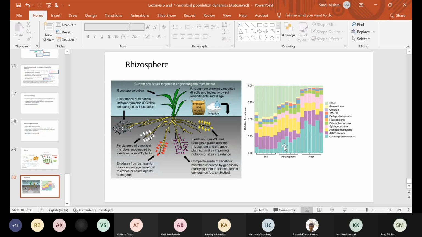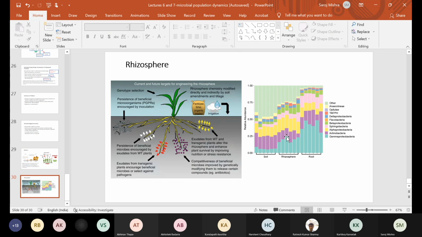You have more of these, you have less of the green ones here. So there could be some very unique microorganisms present in the rhizosphere, and their composition is different. And the idea is that once you have an understanding of what exactly they are doing, what functions they are doing, you can make such a microbial community artificially.